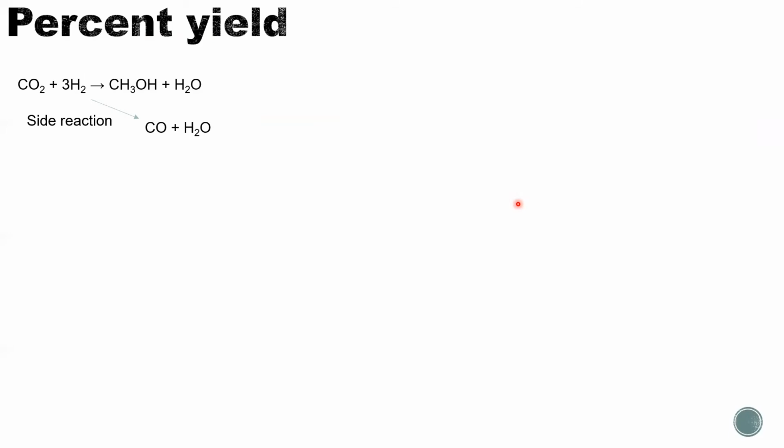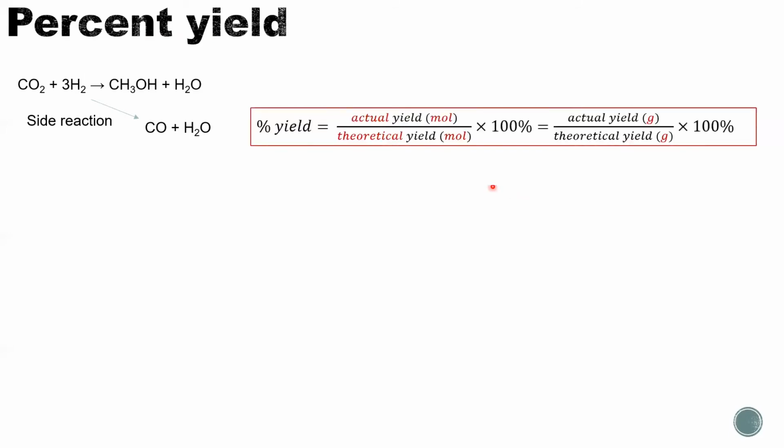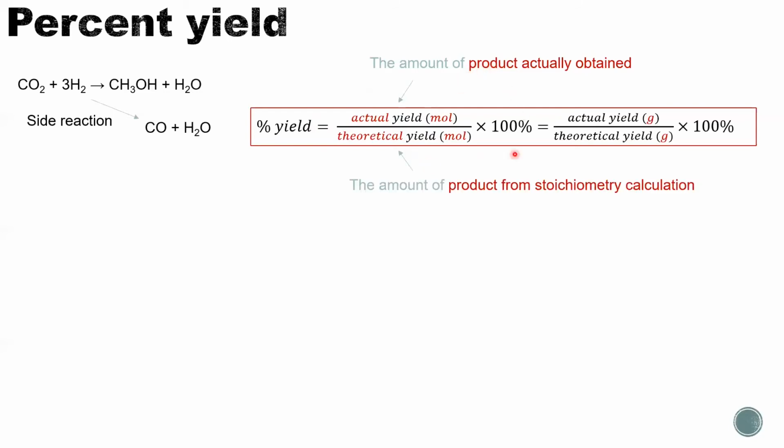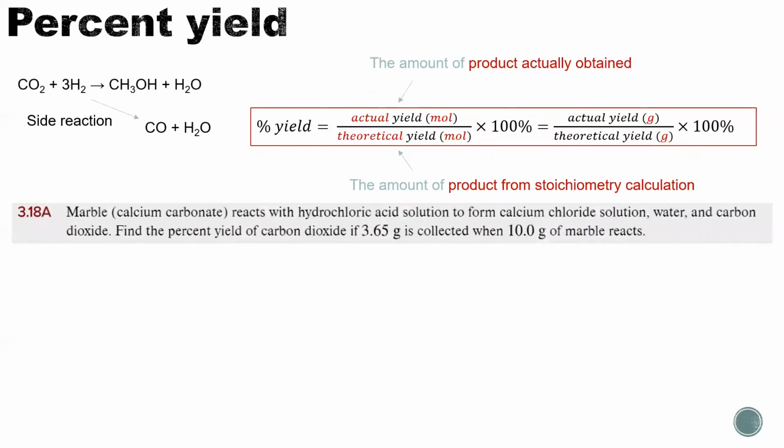So to calculate the percent yield, we can use the actual yield divided by the theoretical yield, right? The actual yield is the amount of product actually obtained, and the theoretical yield is the amount of the same product from the stoichiometry calculation. When we have the percent yield, it only refers to the product. We can use either moles divided over moles or grams divided over grams, so mass over mass. Either way is fine. Let's take a look at the question.